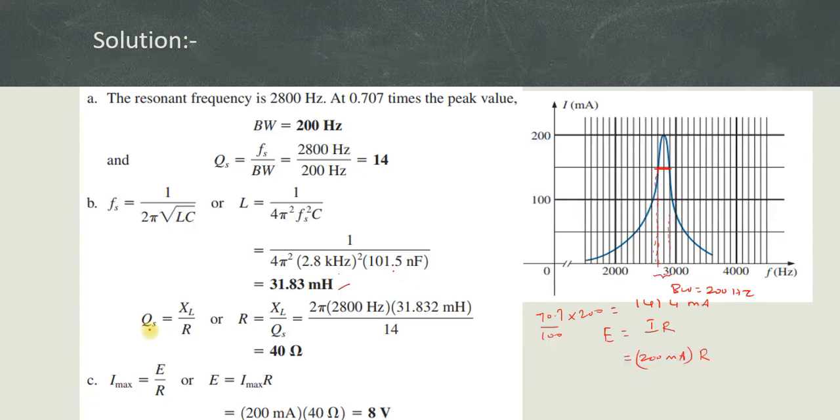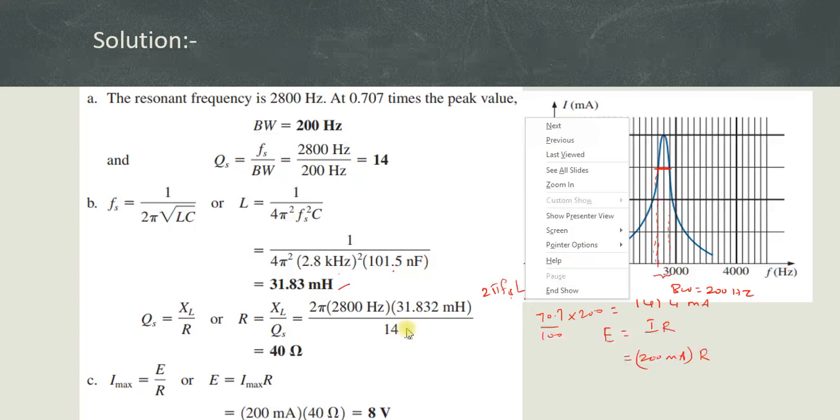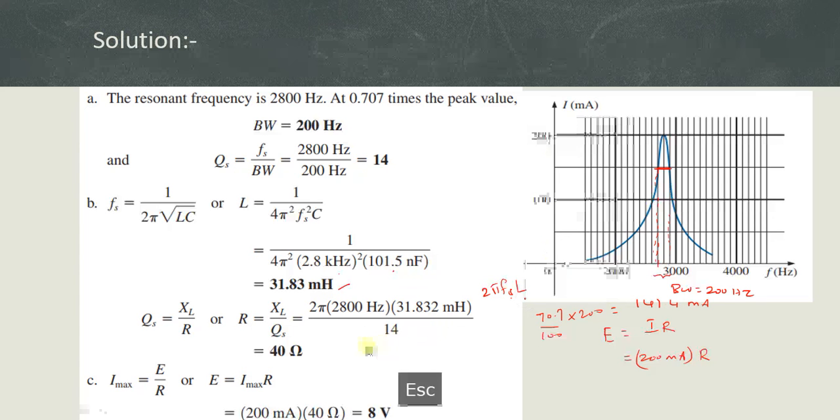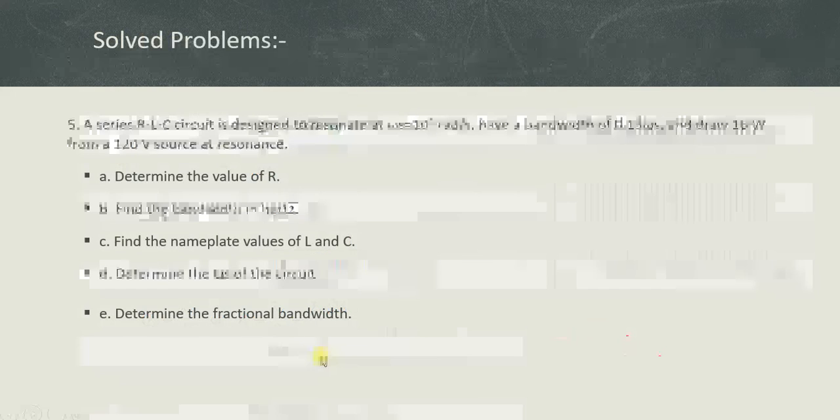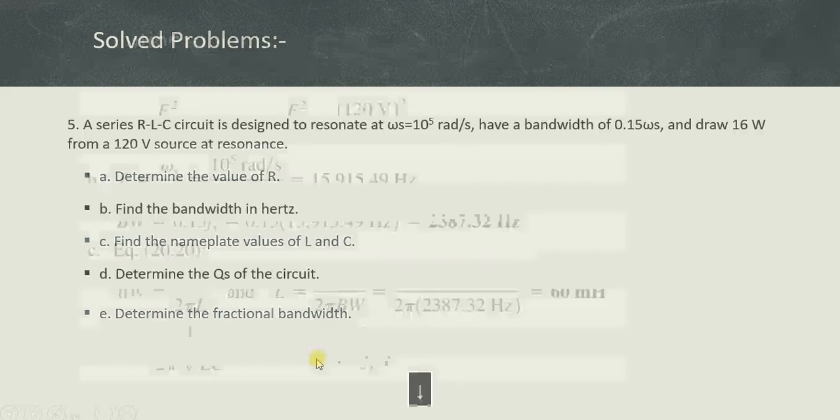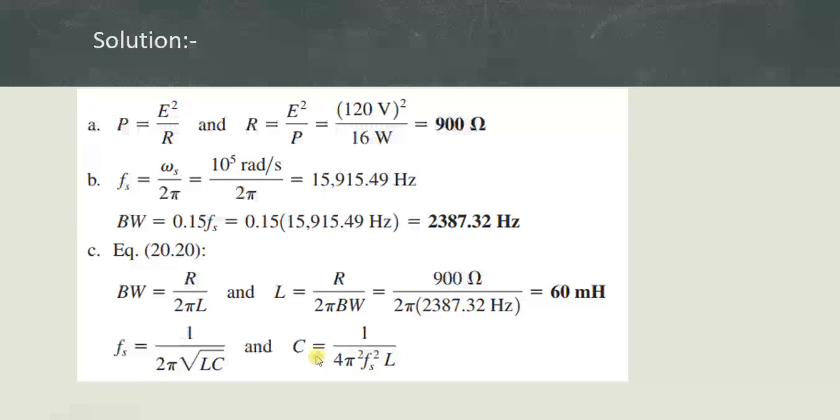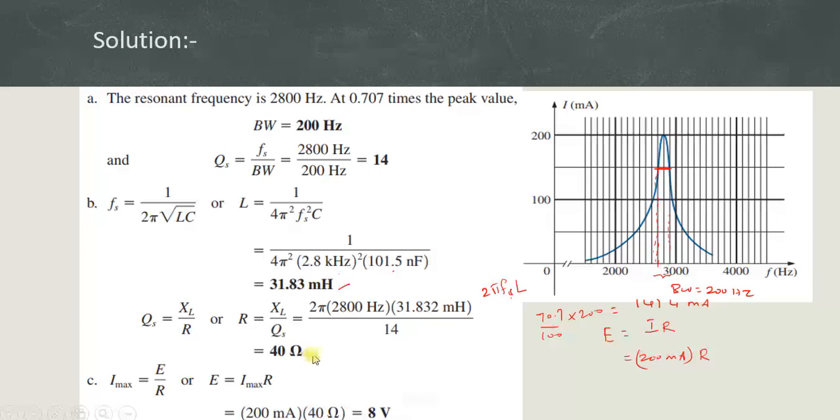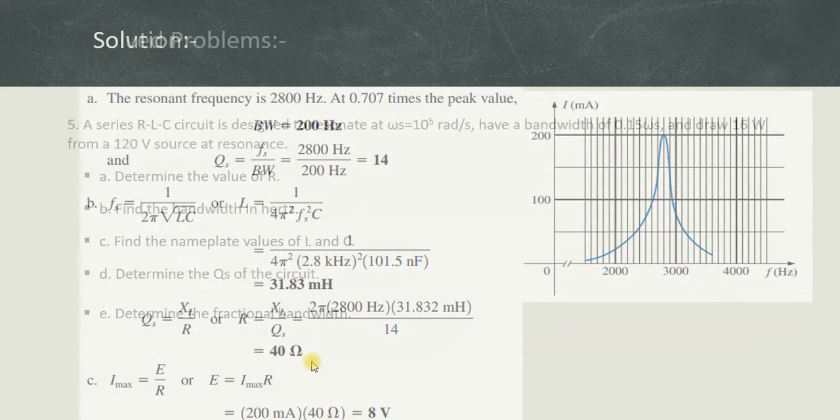We know that the quality factor is equal to XL divided by R. Okay, so R equals XL divided by Qs. XL is nothing but 2 pi Fs into L. You substitute the resonant frequency and the inductance value and simplify. Okay, so R is equal to 40 ohm.